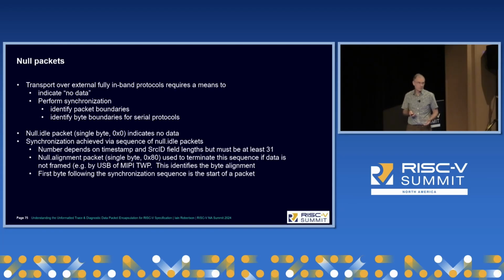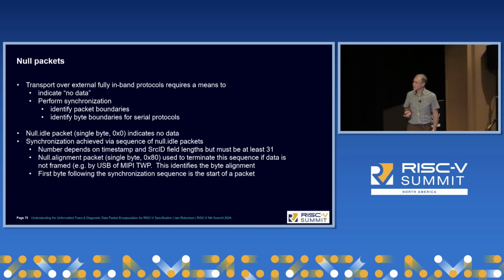And even if you had a timestamp, the timestamp could be 0, and the source ID could be 0. So depending on exactly how long your timestamp and source ID are, somewhere in the region of at least 31 bytes of zeros is the maximum number of bytes of zeros you could have inside a packet. If you see more than that, then you must be outside a packet in an idle region. And then the first non-zero byte you see after that will therefore be the beginning of a packet.